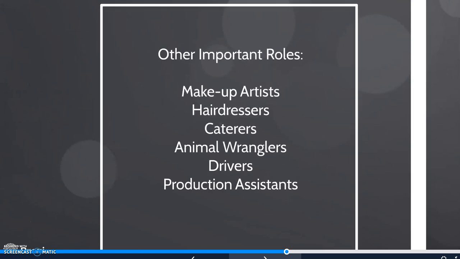Of course, this is not an inclusive list because there are so many other people who work on films that are incredibly important, including makeup artists, hairdressers, caterers, the animal wranglers, the drivers, the production assistants, the interns. You could go on and on forever. There are so many important roles in film production that we can't necessarily get into, but this is just a list of some of the people who are very important during the shooting phase of things.